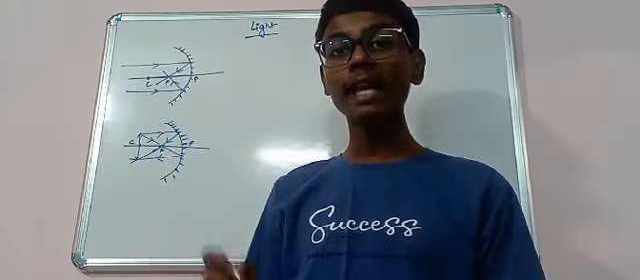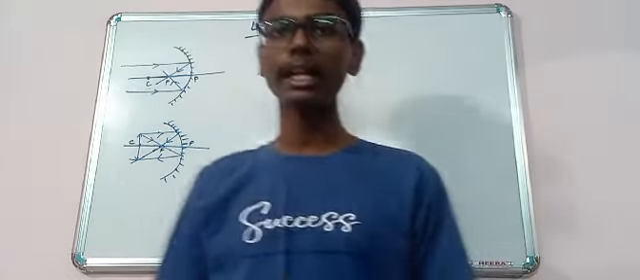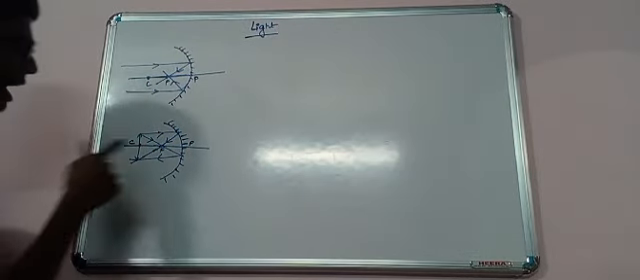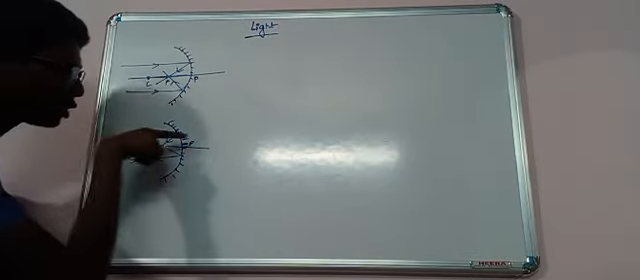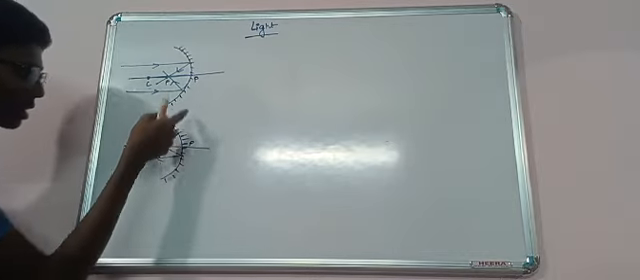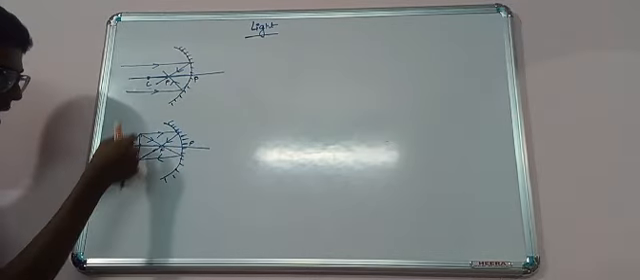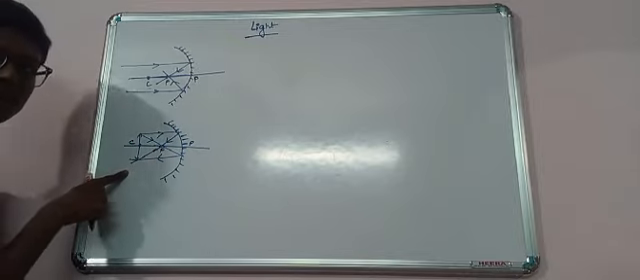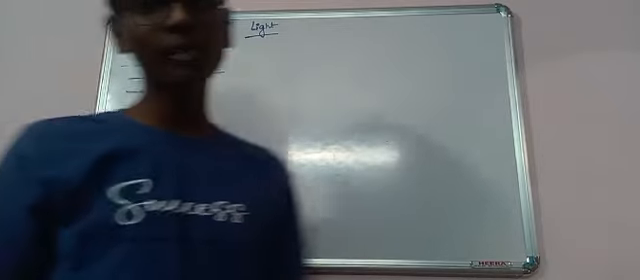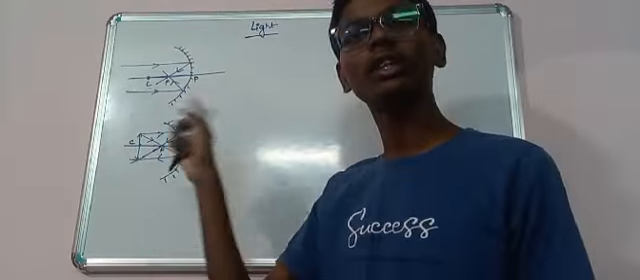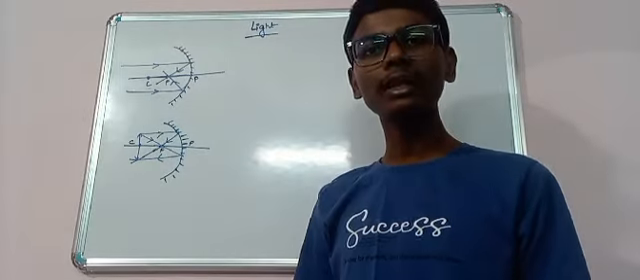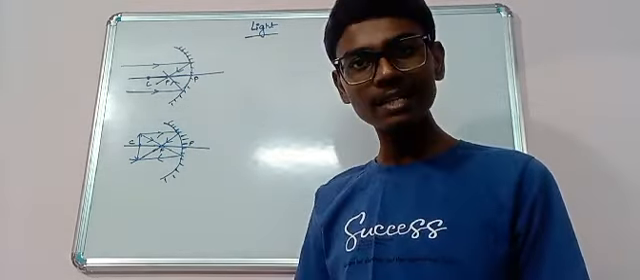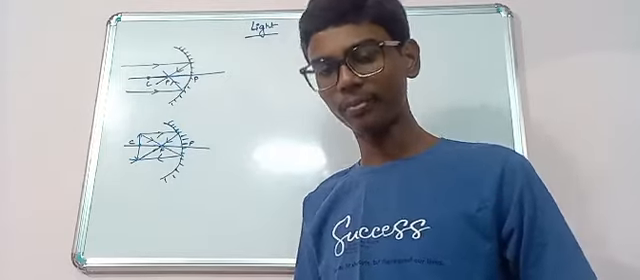So when the object is kept at center of curvature, we will see that the light rays are at first parallel to the principal axis, then passing through focus, and another light ray will be passing through focus and be parallel to the principal axis. And it will be formed at center of curvature only. The size of the image will be the same, no change in the size, but it will be real and inverted.